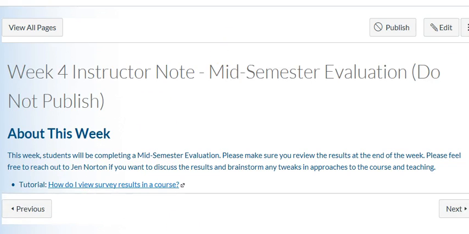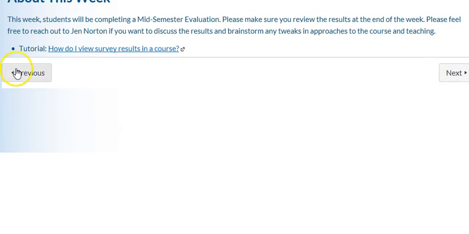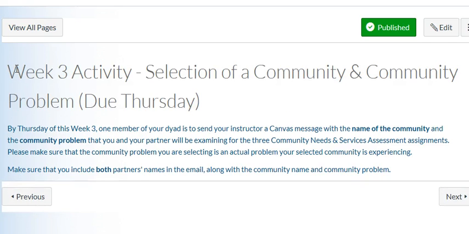And that is all the assignments for week 3, which are many. You have 3 discussion posts, you have a reminder about an assignment that is due week 4, and also to get to me by Thursday of week 3, the name of the community and the identified problem that you have come up with for the analysis that you will be working on going forward in your dyads and triads. If there are any questions, please let me know as quickly as possible, and I look forward to reading all of your posts in the upcoming week. Thank you.